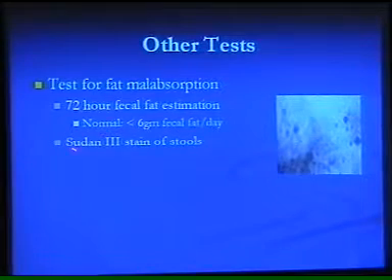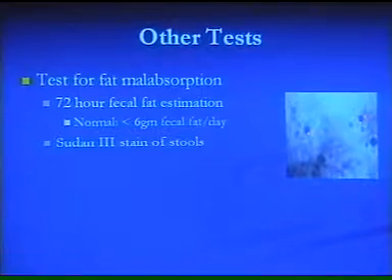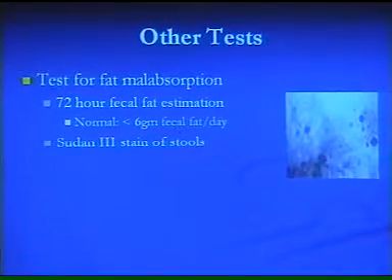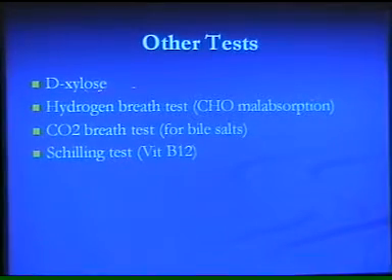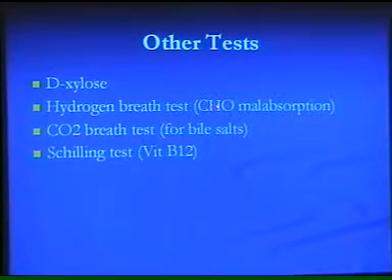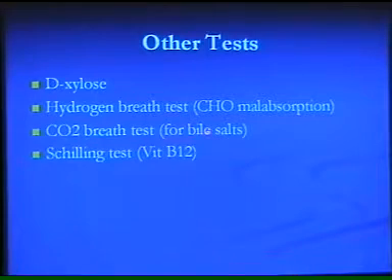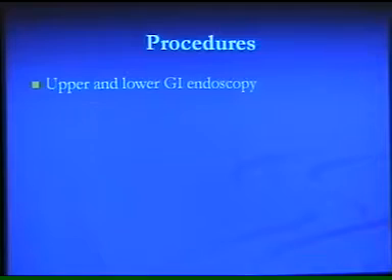The other thing you can quickly do in the lab is to stain with Sudan. This is a stain, and you can see that the fat globules are stained with it. These are the specialized tests to detect what type of malabsorption it is. D-xylose test detects mucosal integrity. Hydrogen breath test is for carbohydrate malabsorption, the CO2 breath test for bile salts, and the Schilling test for B12. Upper and lower GI endoscopy can be done by the specialist with biopsies that can clinch the diagnosis.